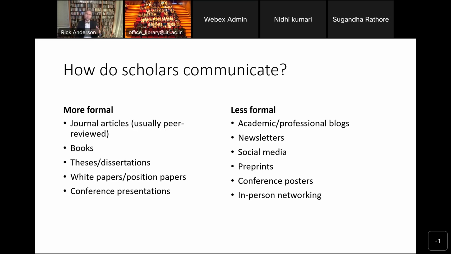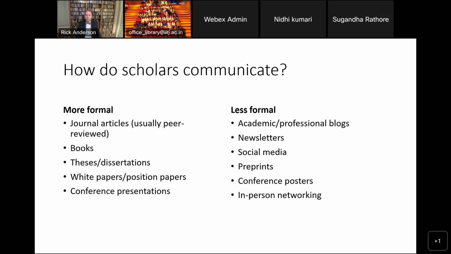Preprints, usually as a precursor to publishing a journal article, the preprint distribution is a way that scholars can circulate preliminary versions of their articles and often get feedback on them before they do a final revision and submit them for publication. And then, of course, posters are a less formal way of presenting ideas at a conference.